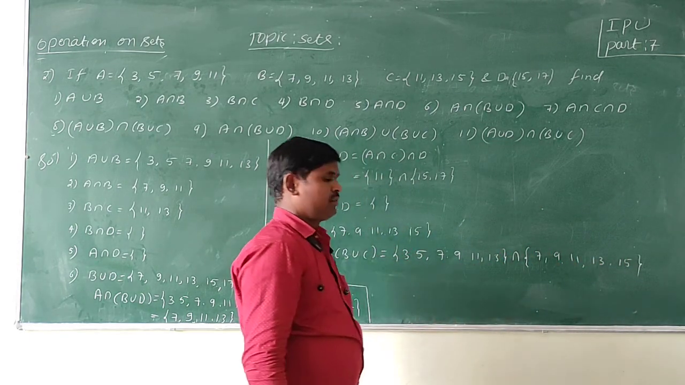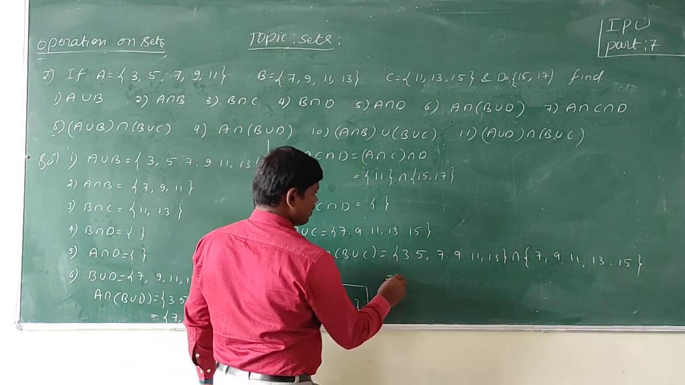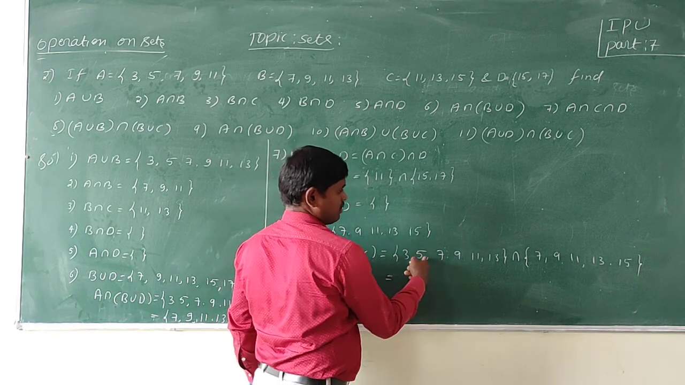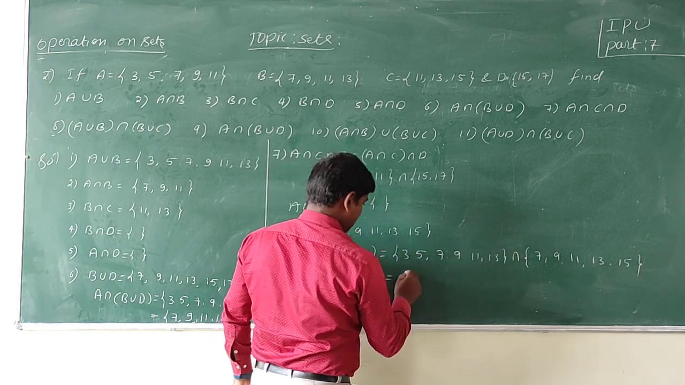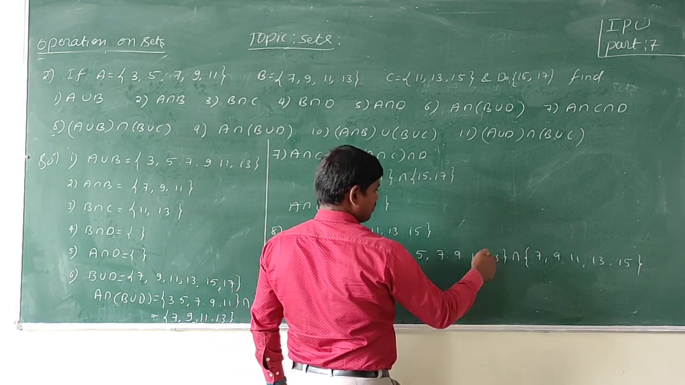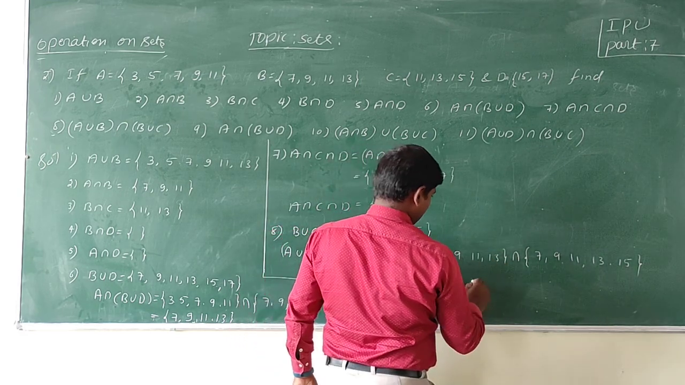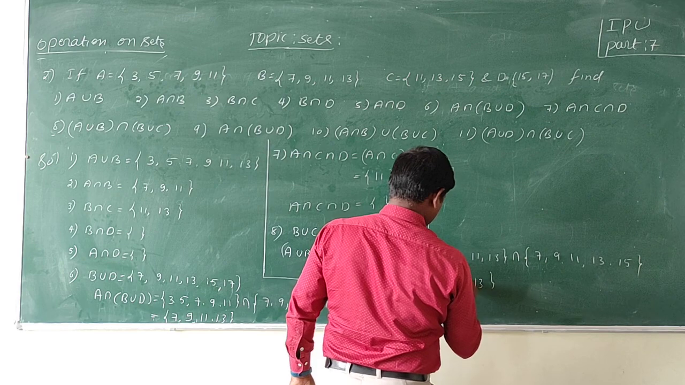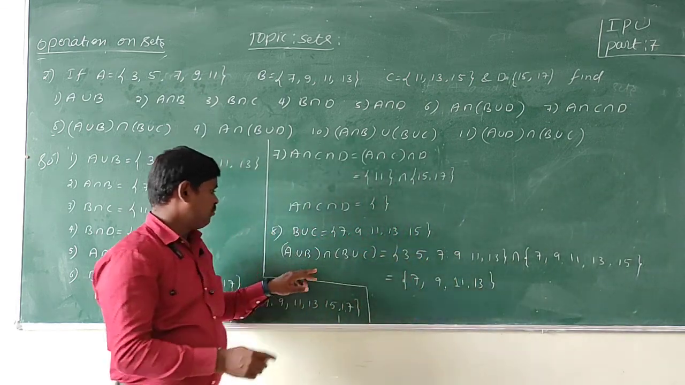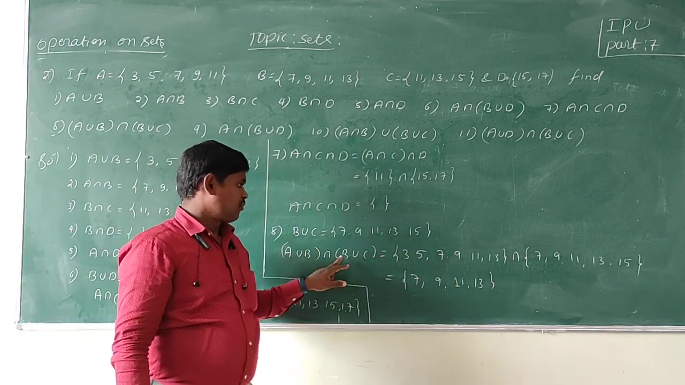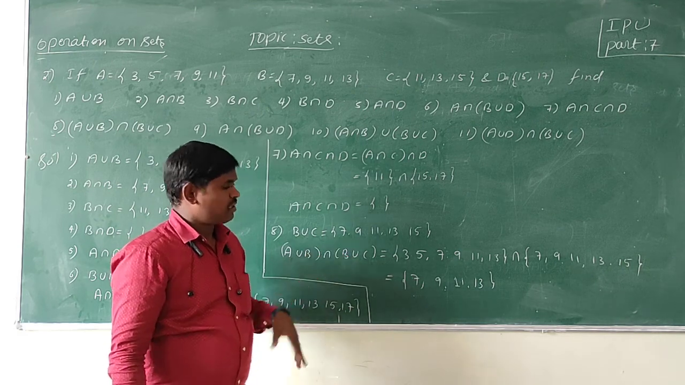So what are the common elements which belong to both? 3, no. 5, there is no 5. 7, yes, 7 is there. 9 is there. 11 is there, and 13 is there. So this is the A union B intersection of B union C. Okay, so write down this.